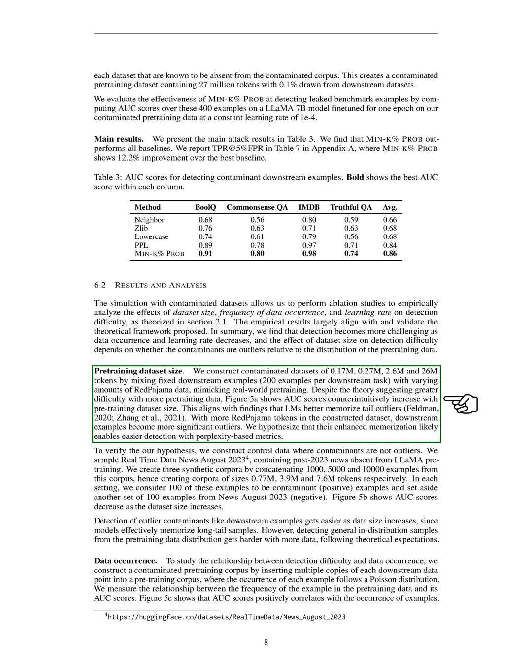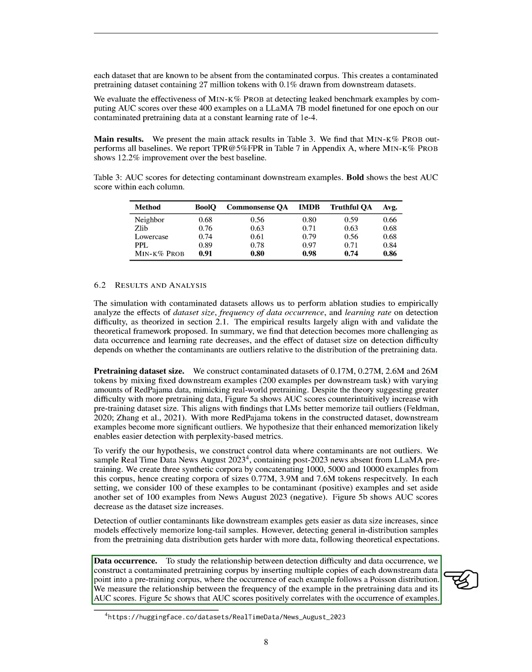To test our hypothesis, we created control data where the contaminants were not outliers. We used real-time data from August 2023, which was not included in the Llama pre-training. We created 3 synthetic corpora of different sizes and found that AUC scores decreased as the dataset size increased. This suggests that while it becomes easier to detect outlier contaminants as the size of the data increases, it becomes harder to detect in-distribution samples from the pre-training data distribution.